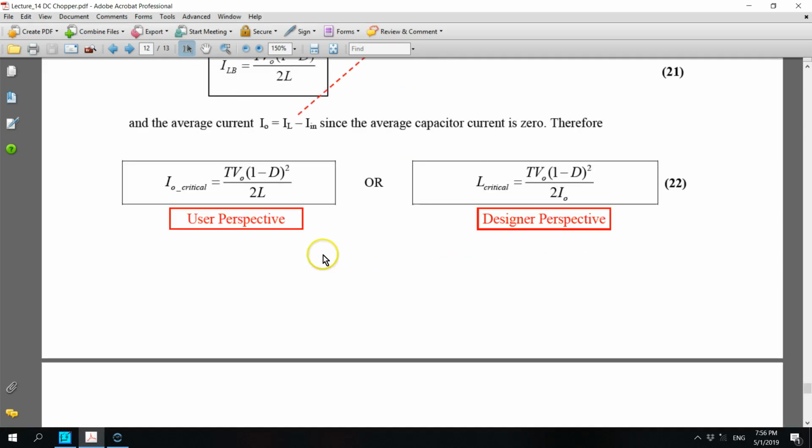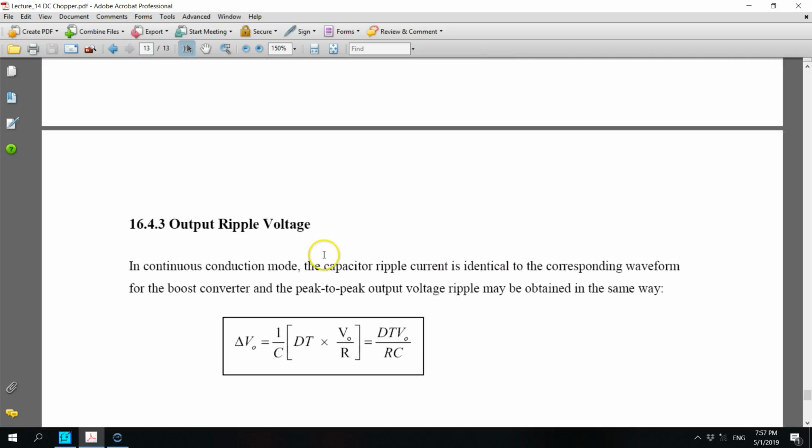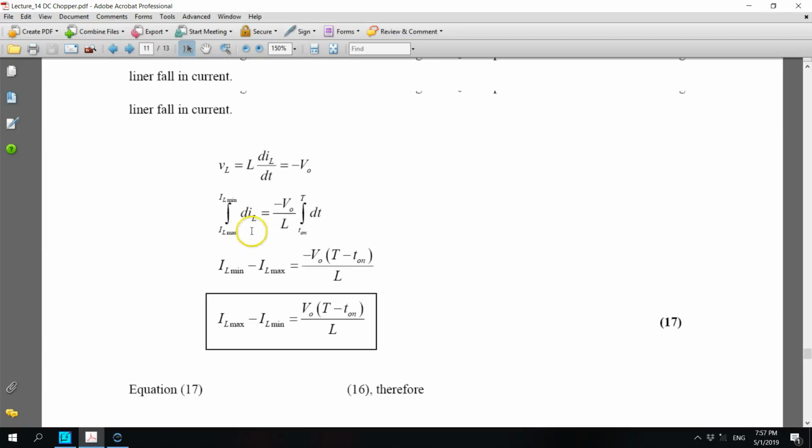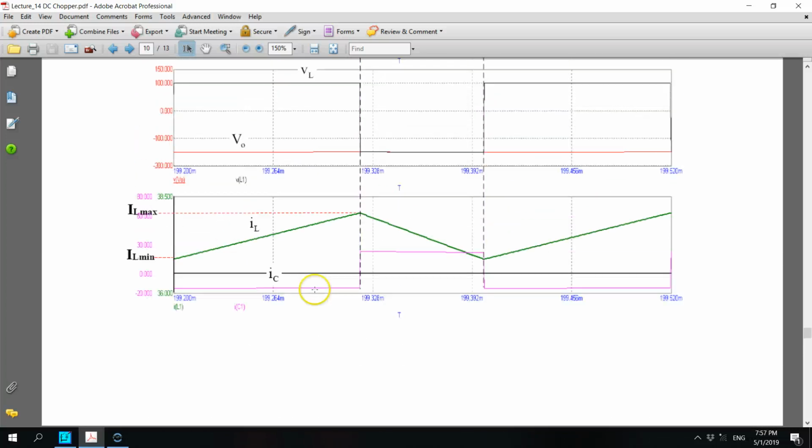Okay, right. Now we look into the output ripple voltage. As we see, this is very much similar to the boost converter. If you look at the current equation, come back to the current equation. During the turn on, when the switch is on, you can see that the capacitor current equals the negative of the output current, whereby we see that this is only a rectangular waveform, right?